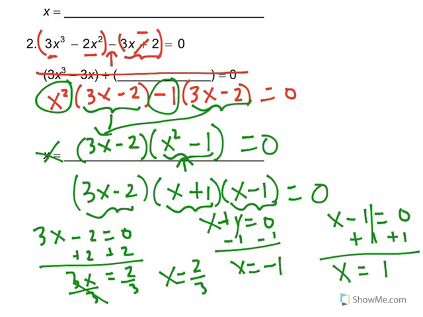So the 3 solutions are x equals 2/3, -1, and 1. That's the end of the problem.